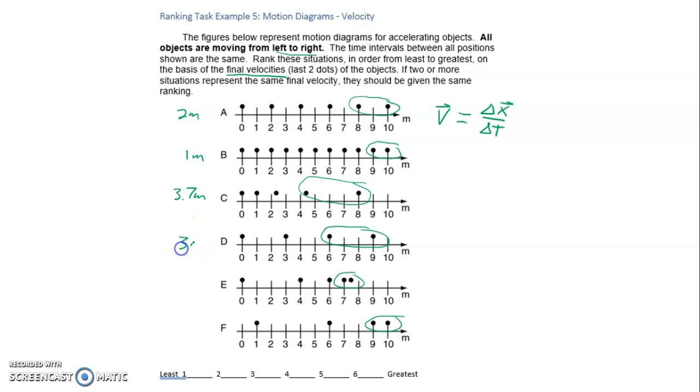Here, 3 meters. This one, I think that one is exactly halfway between the 7 and 8, at least best I can tell. So that's 0.5 meters, and the last one has a displacement of 1 meter.